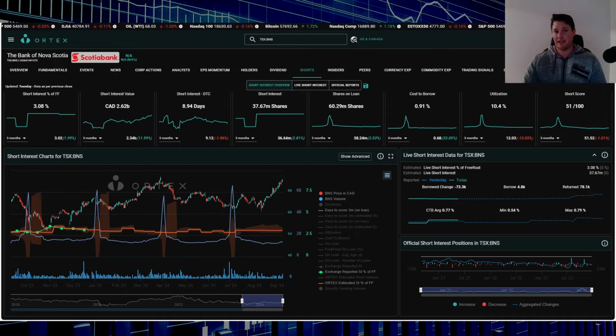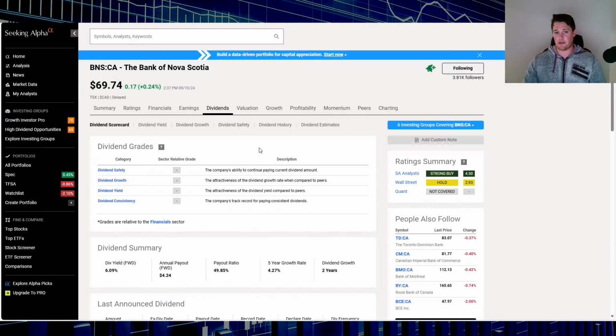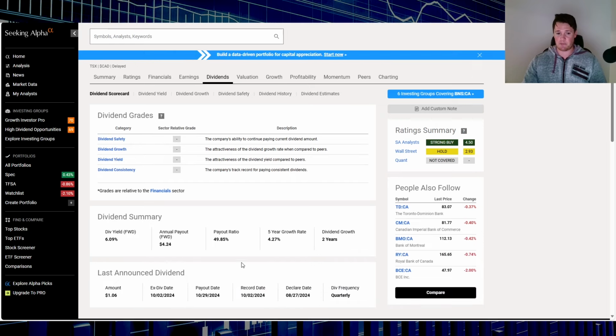And you can't argue with their yield. Looking at their dividend right now, it is 6.09%. The payout ratio is very acceptable at 49.85%, and just overall, good numbers. So I think that BNS is a very good steal of a deal.